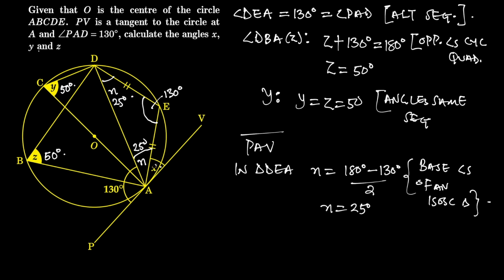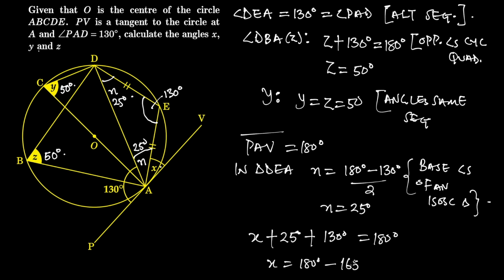Because our attention should be on X, we are less concerned about the value here. So the value of X is going to be found from X plus 25 plus 130 degrees, because the sum of angles on a straight line PAV is 180 degrees. So it's going to be 180 degrees. So X equals 180 degrees minus 155. Sorry, so this is equal to 25 degrees. So here we have 25 degrees.